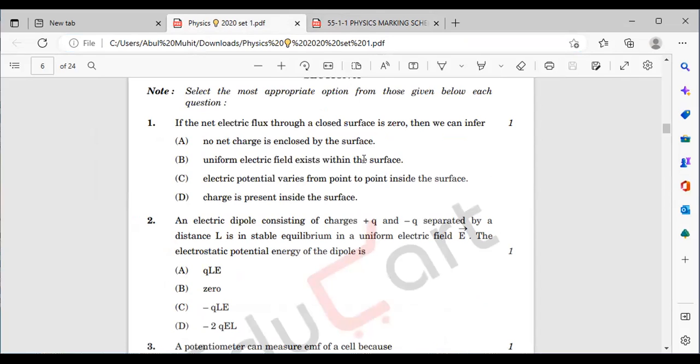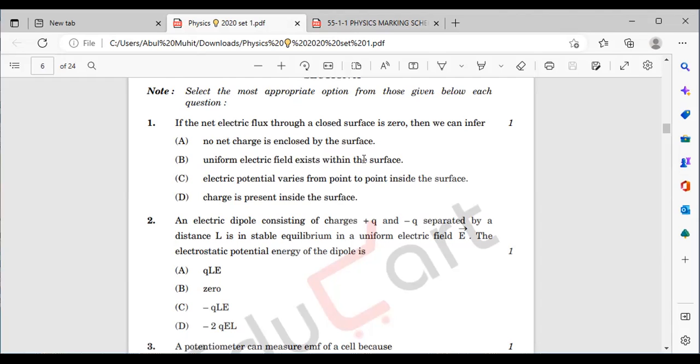The second one we will do here, that an electric dipole consists of positive charge and negative charge separated by a distance L in a stable equilibrium in a uniform field E, the electrostatic potential energy of the dipole is how much? So what is the electrostatic energy? U is equal to 1 by 4 pi epsilon 0 into Q1, Q2 by R12. This is the formula for electric energy. But here, the total distance R12 can be written as L. Then Q1, Q2. So he wrote it in this way.